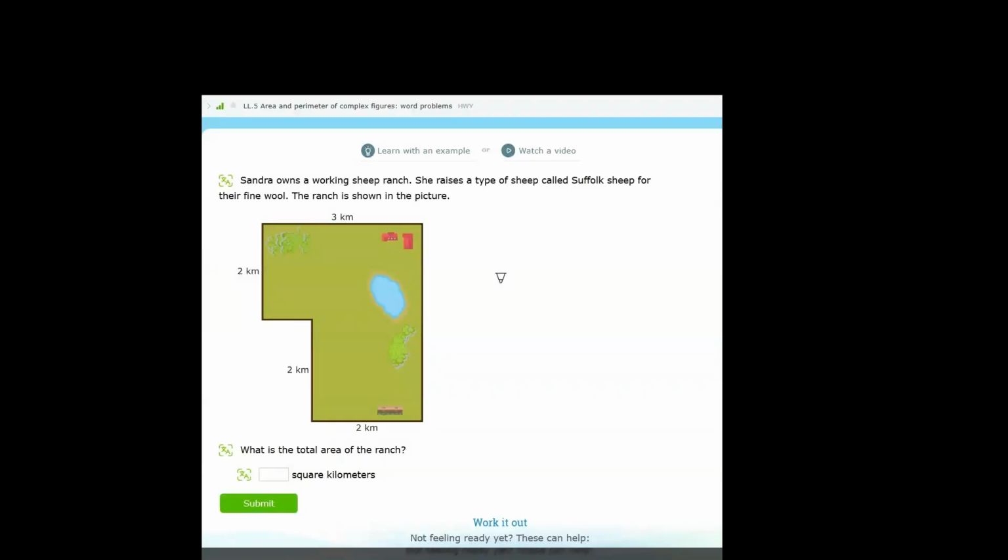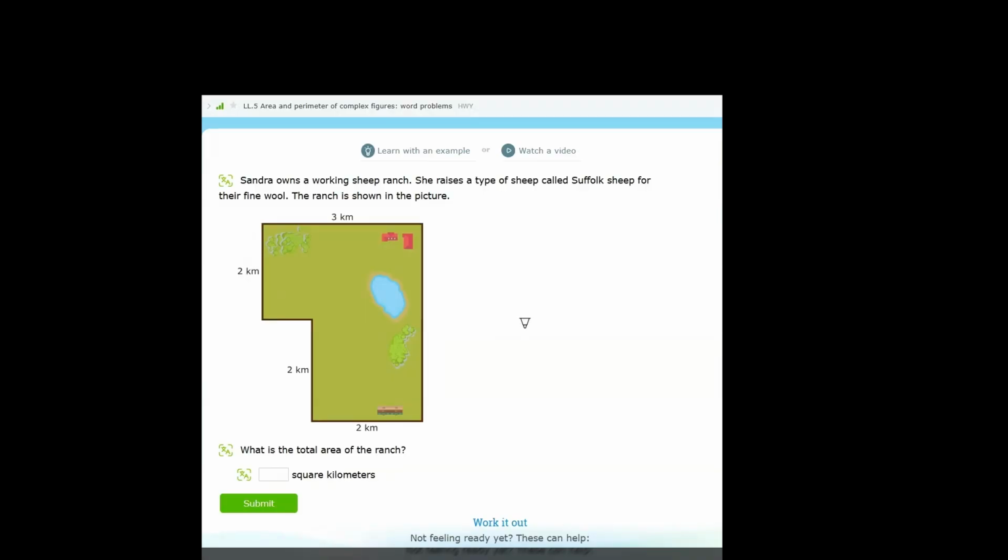Today, we're going to be talking about area and perimeter of complex figures. Sometimes you might be given a figure that we just don't have a mathematical formula for, like the one that we have here, to find the area or the perimeter for. But we can break them up into smaller shapes that we do know how to find.